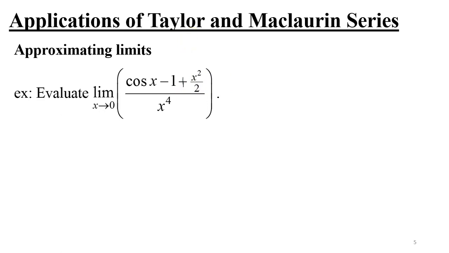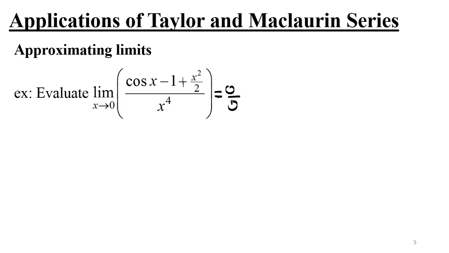Okay, now looking at this limit, if we replace x by 0, we end up with 0 over 0, which is an indeterminate form. Now, there are methods to cancel indeterminate forms, which, for example, over here we could be using L'Hopital's rule. However, now in this example, we're going to see how we could use Taylor and Maclaurin series.